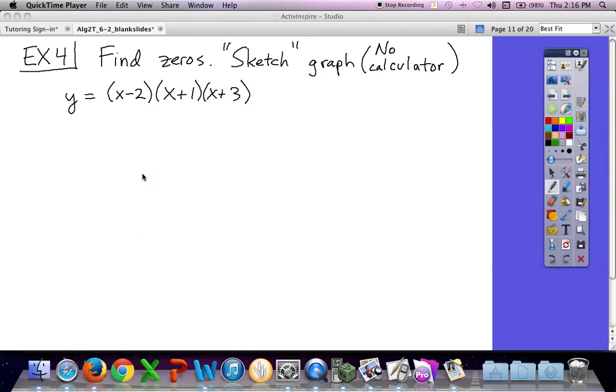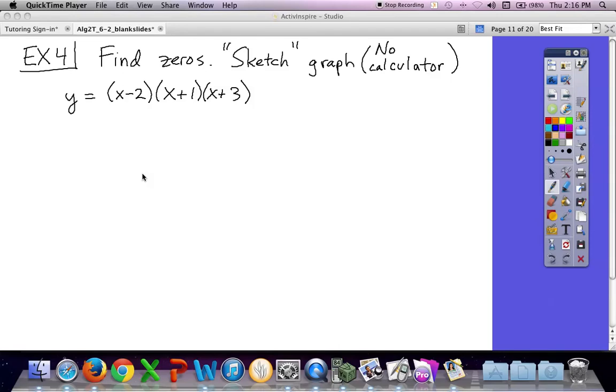Okay, this example 4, it says find the zeros. Now, unlike the example in the book, they actually use the calculator, but I want to not use the calculator, just sketch the graph. It'll be close, it won't be exact. Find the zeros.